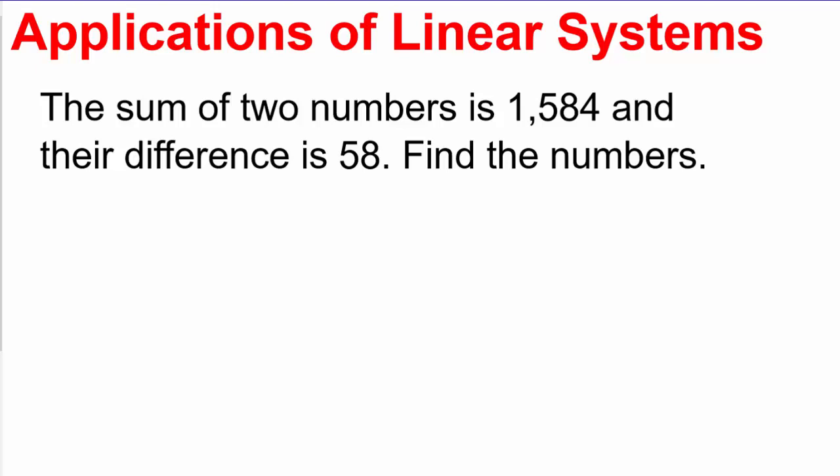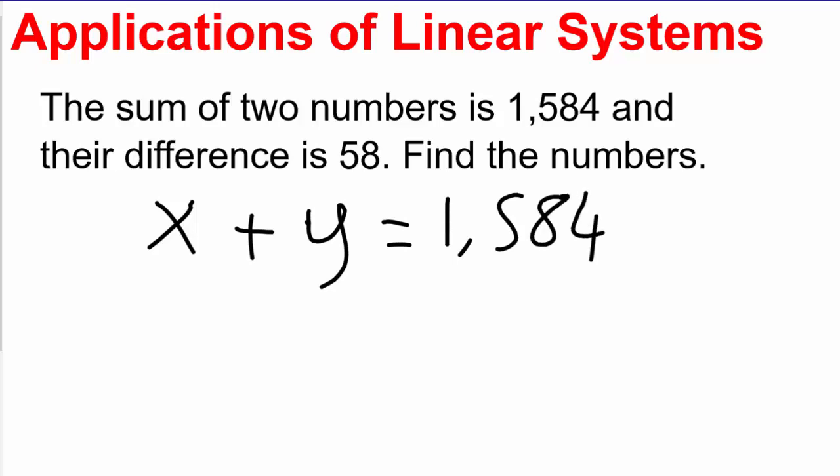The sum of two numbers. So there are two numbers x and y, and the sum of them equals 1584, and their difference is 58. x minus y is 58. Find the two numbers. Now we translated this from English to math, and we are going to solve the linear systems.